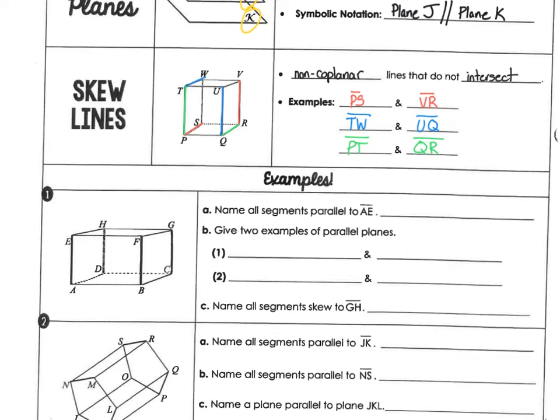So if we come down here and we look at this one, it is asking us to name all of these segments that are parallel to A and E. So parallel to segment A and E. What else would be parallel to that? So we want things that are going straight up and down. G and C, that's good. There's two more. F and B, and good. Okay.